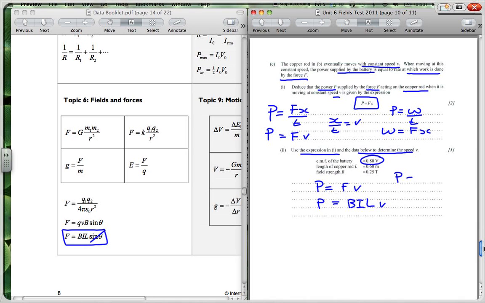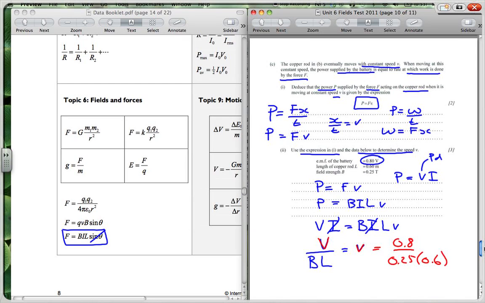Now we know that power is equal to V times I. This is your potential difference now. So I've got VI is equal to BIL times v. So this current can cancel, so I'm going to get my voltage divided by BL is equal to my velocity. So this one is my velocity and this is my potential difference, the number of the volts. So I just put that in, obviously. So I've got 0.8 volts divided by B, which is 0.25, times by 0.6. And when we calculate that out, we get 5.3 meters per second to the negative 1.